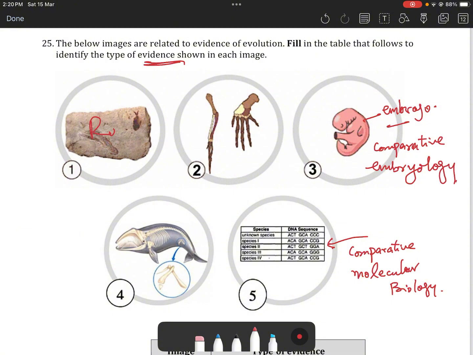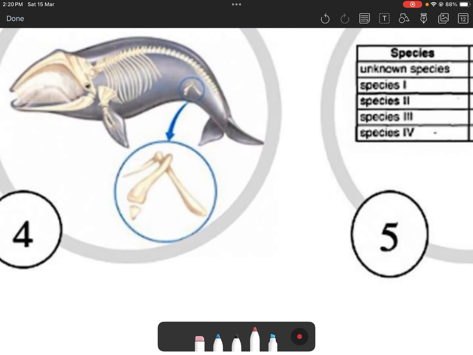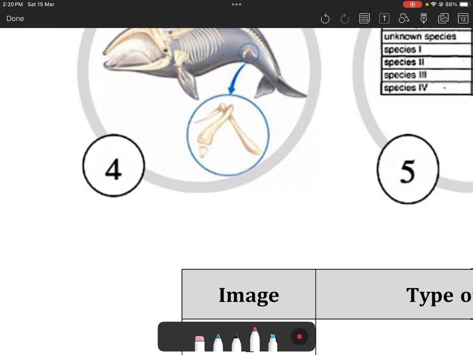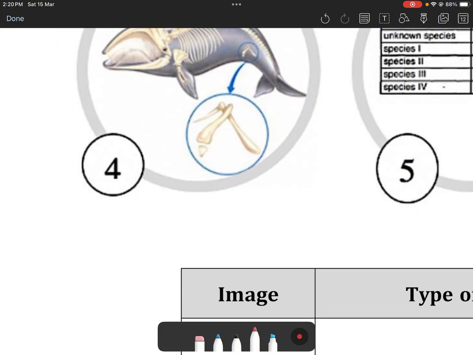Here it's like a rock, so it's remains of the organisms, it's fossil evidence. You have the two organs in number two which are similar in structure, so of course we can't see what is their function, so that's why we will say them as homologous structures. And the last one over here, they are trying to show you the reduced form of an organ in a fish, a whale, that's called vestigial structures.